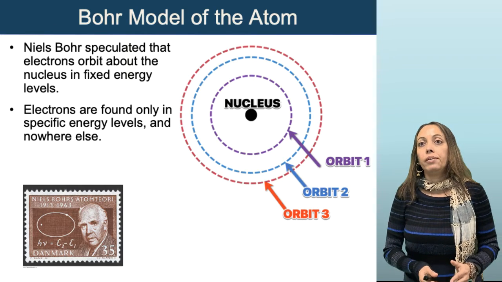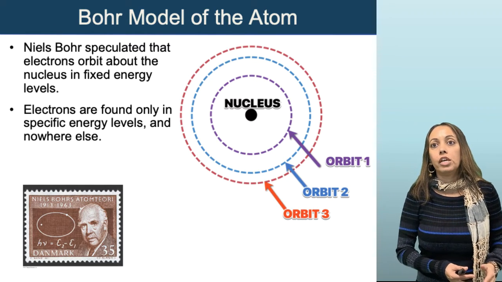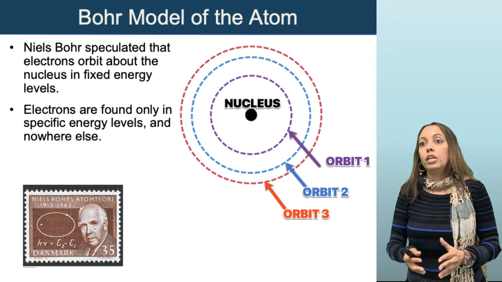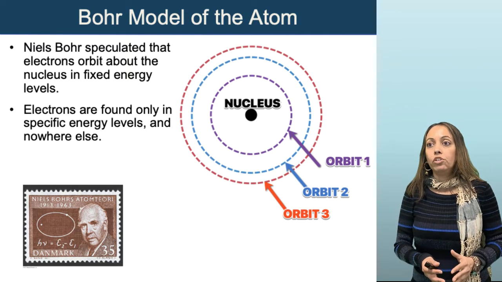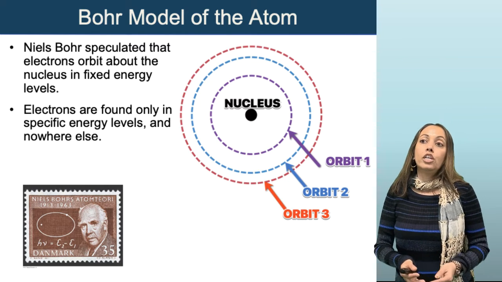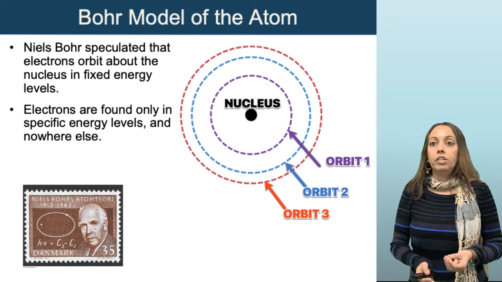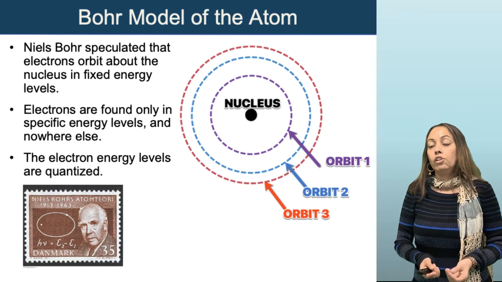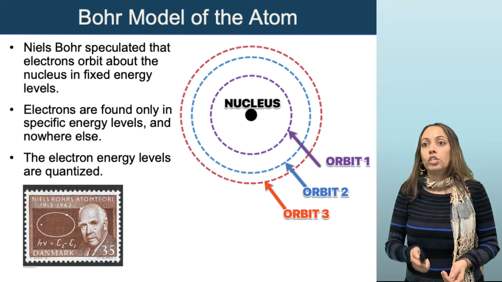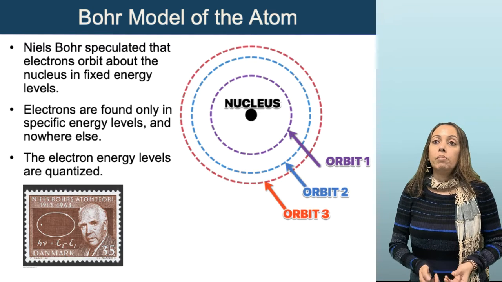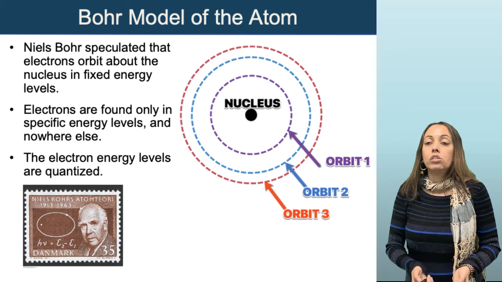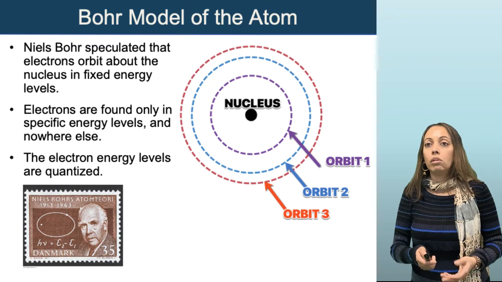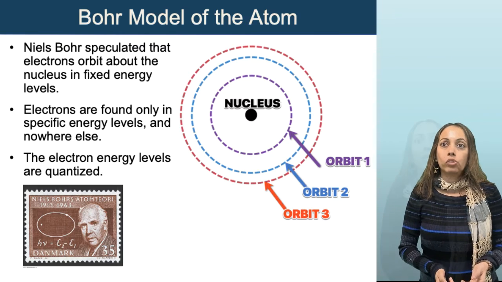So you could compare these energy levels to a flight of stairs. The electron could be in orbit 1 or orbit 2 or orbit 3, but never in between. Each of these orbits has a definite energy, which means they are quantized. You can actually calculate the energy for the electron in each of these orbits. So this model, being very similar to a planetary system, is known as the planetary model, or you can refer to it as Bohr's model.